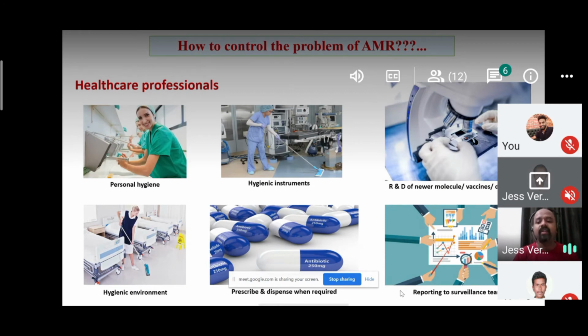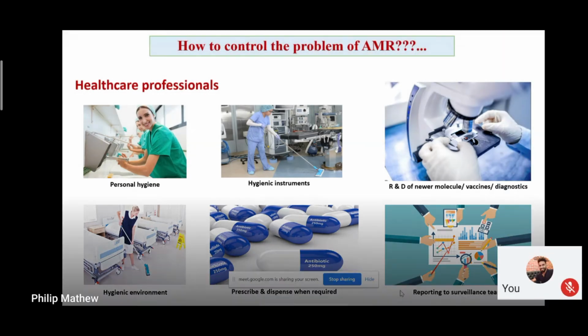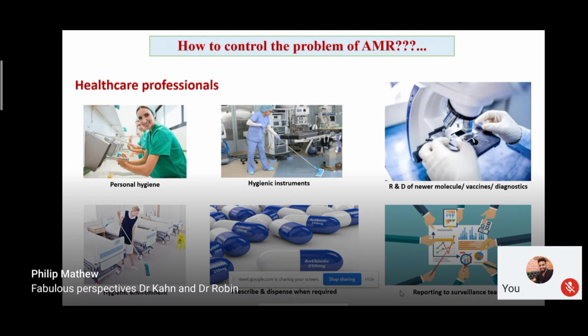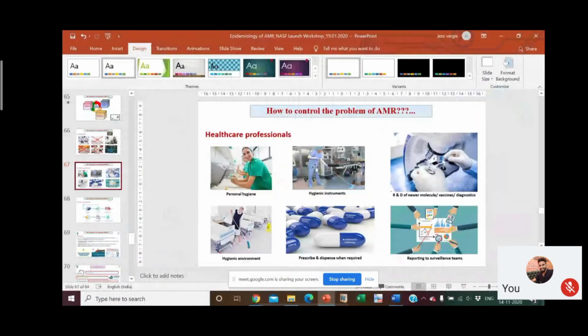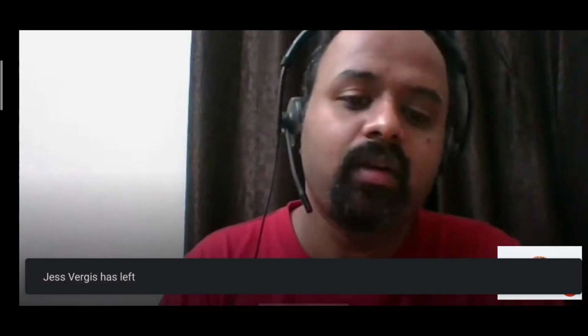Then the R&D, the research and development of newer antibiotics or molecules or vaccines has to be taken care of, because for a couple of years, I think after 1987, rarely 2 or 3 classes of antibiotics have been discovered so far, and the pipeline is dwindling. So we need to resort more towards research and development in antibiotic discovery, and the reporting of these mechanisms to the surveillance team has to be taken care of. And after all, hygiene is the most important clue to this answer, I believe. Thank you.